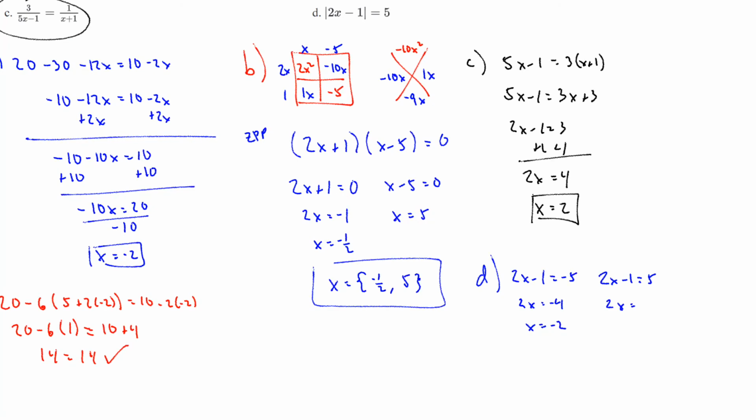Add 1 to positive 5, that would be 6. And then x would equal 3. So we have two solutions. X equals negative 2 comma 3. And once again, the curly brackets, since there's two solutions.